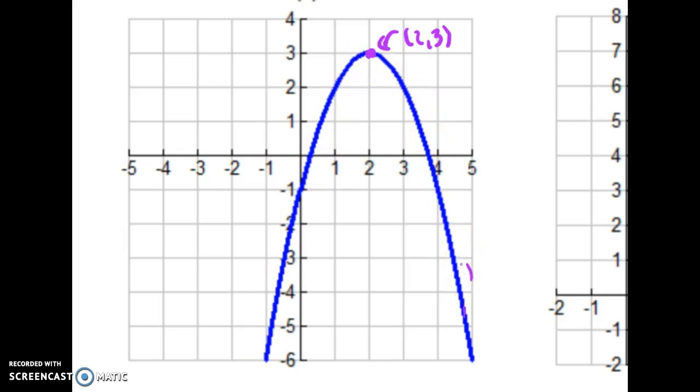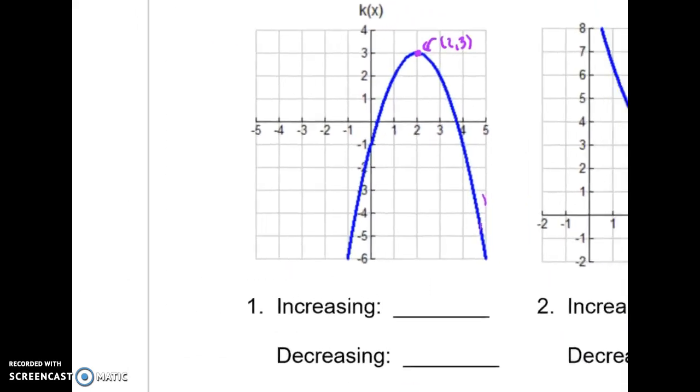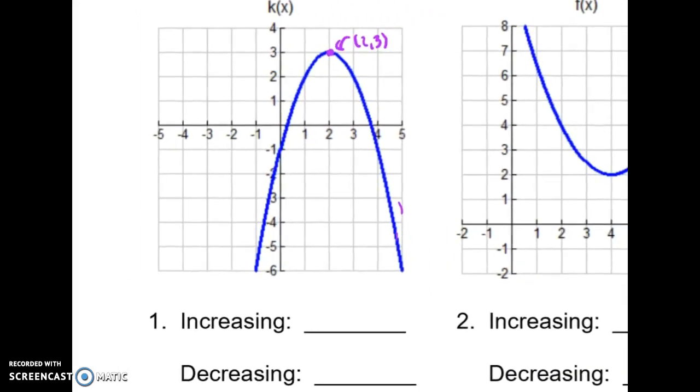So as an interval, the increase starts actually way off the screen, someplace we can't even see, which goes all the way to negative infinity. So this graph is going to increase from negative infinity for the x until we hit the vertex, which happens to be at 2. So our interval of increasing is going to be from negative infinity to 2.